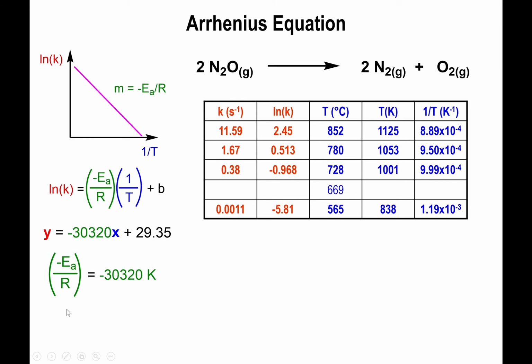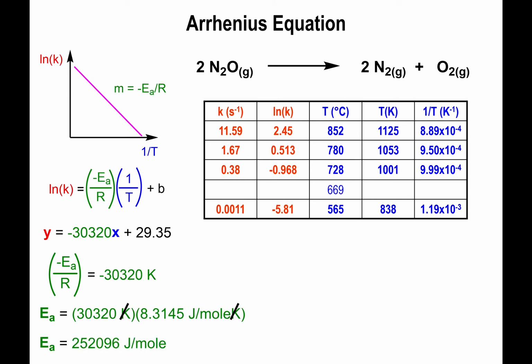And what this means is that if you multiply both sides by negative 8.3145, which is the value of the R constant, the negatives will cancel out, the K's will cancel out, and you're going to end up with a value which is in joules per mole. And once again, divide this value by 1,000, and you'll end up with your value in kilojoules per mole.